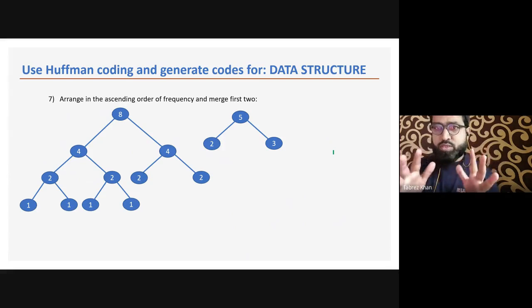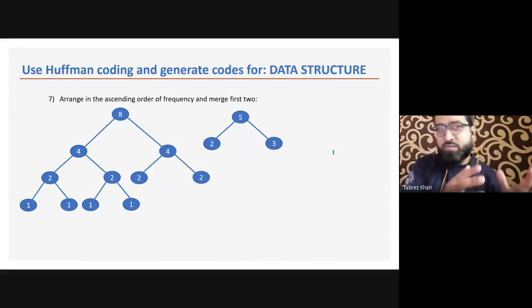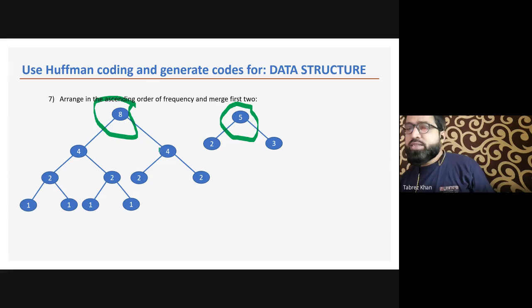Okay, so these are the inputs, and they should be in ascending order. So I just made a mistake over here. That mistake will not change the output drastically, but it is a mistake. So the subtree having a value 5 should come first, and the subtree having a value 8 should come next. So basically this should come first and this should come second, and then accordingly the tree should be created.